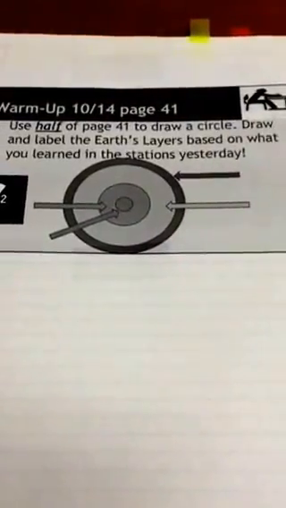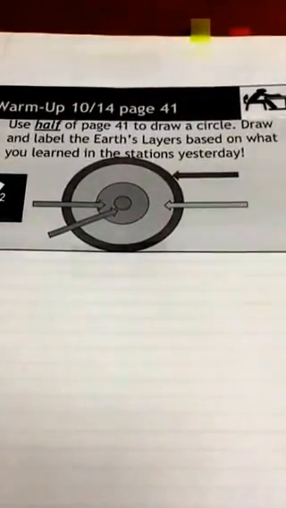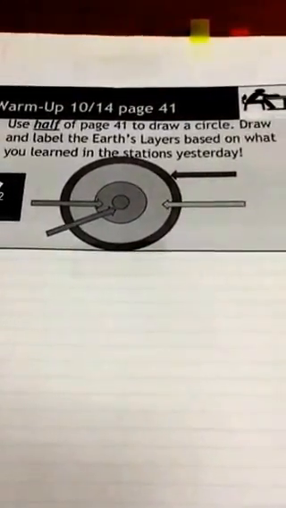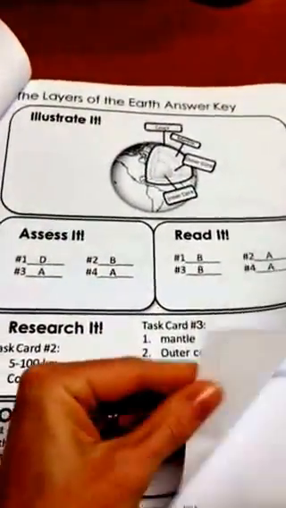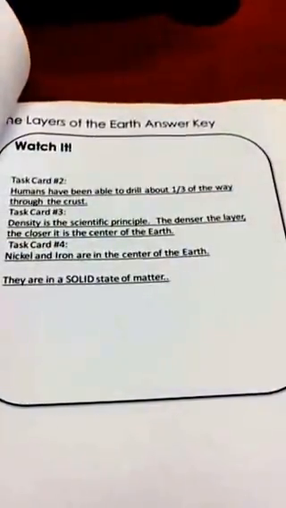On page 41 was a warm-up from October 14th, where we drew and labeled a circle of the Earth's interior. On page 42 was the layer of the Earth, where you went to different stations to learn about what's inside of Earth. Again, if you're missing something, hit pause to fill in these blanks.